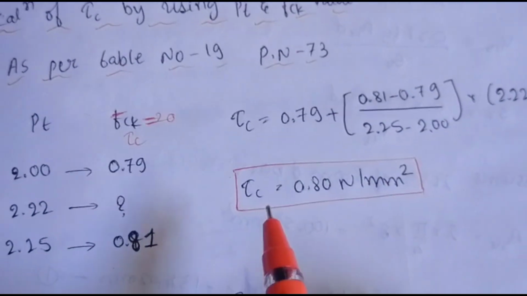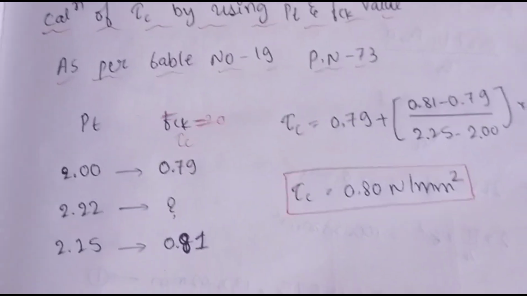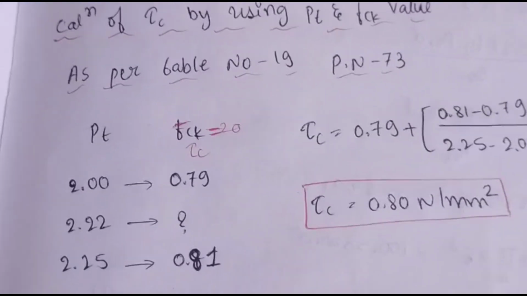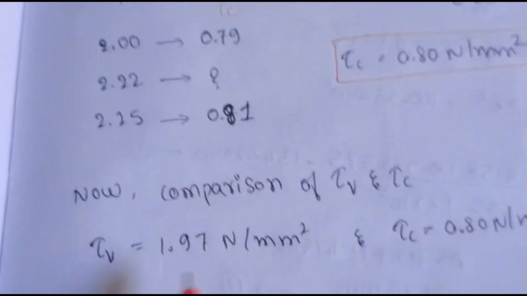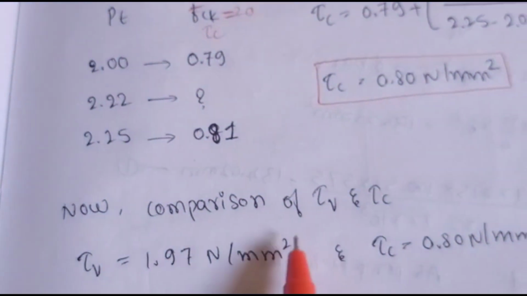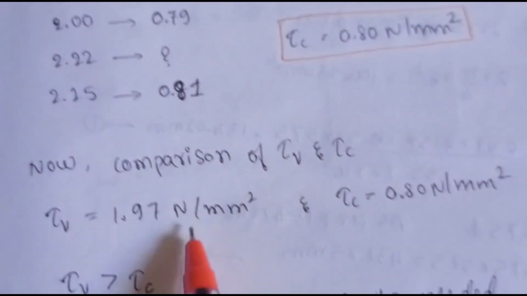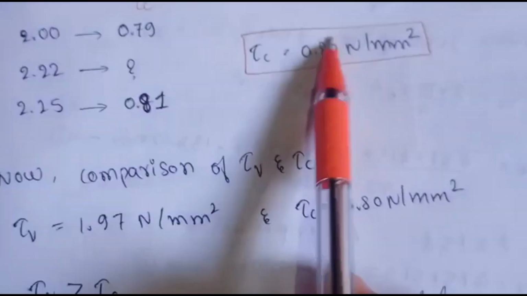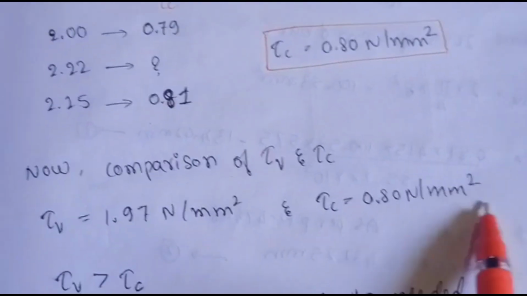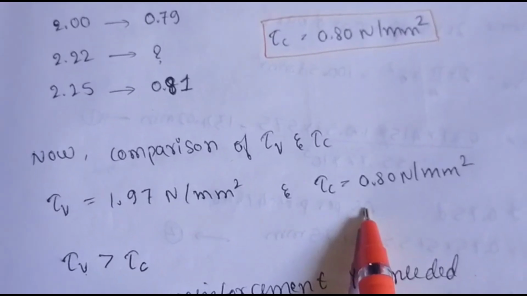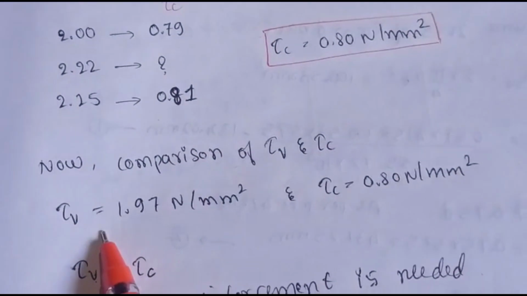I hope you understood. The next step is the comparison of tau v value and tau c value. Our tau v value which we have got is 1.97 Newton per mm square, and our tau c value which we have just now calculated is 0.80 Newton per mm square. So compare these, which one is least. Our tau c value is the least and our tau v value is greater than this.